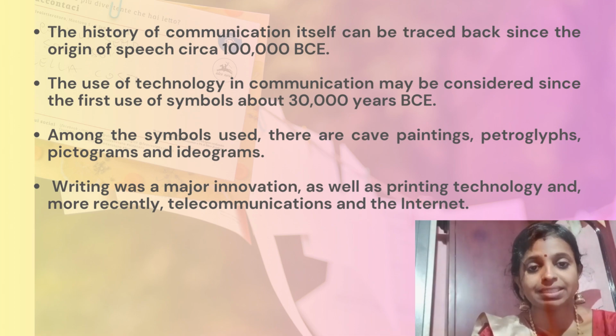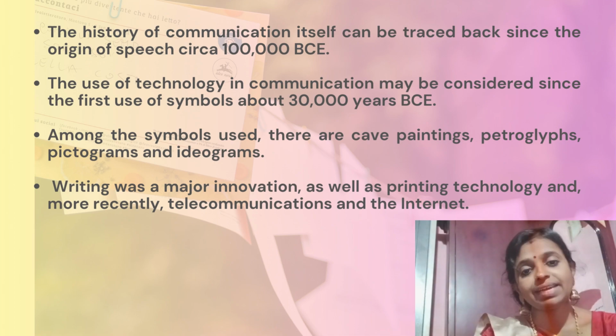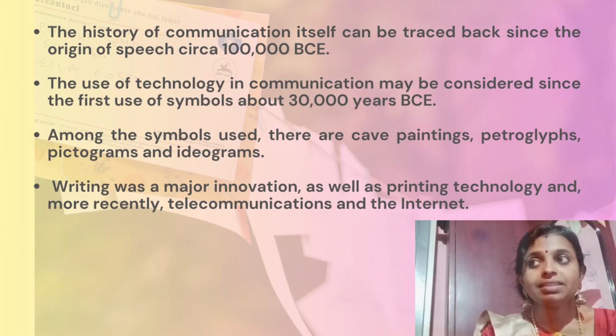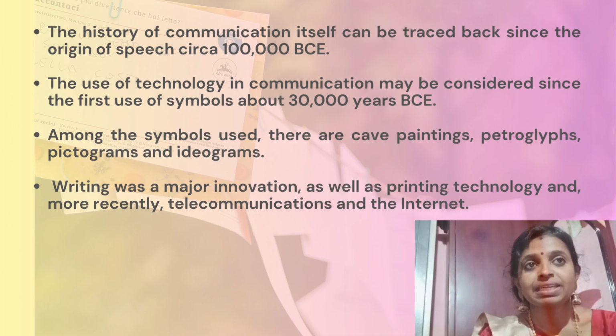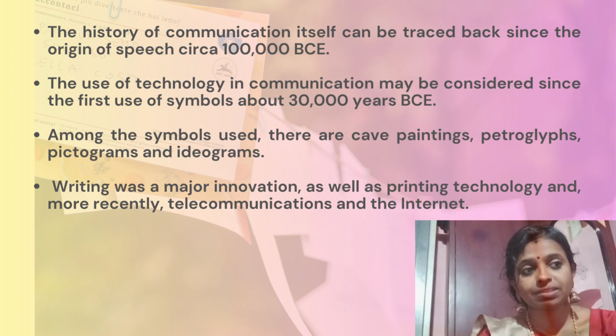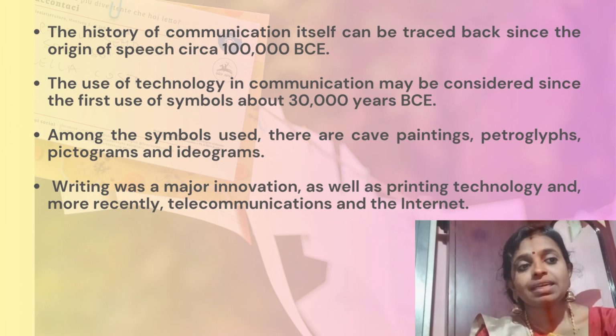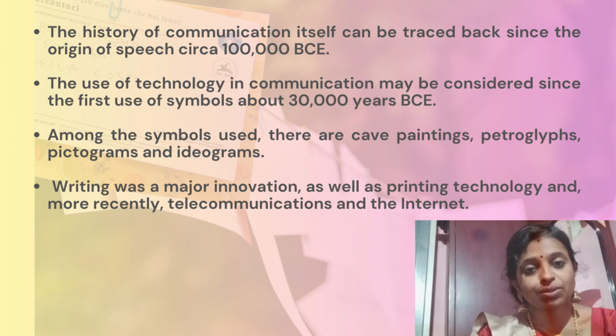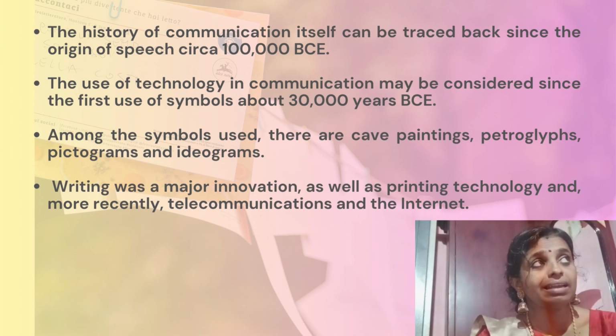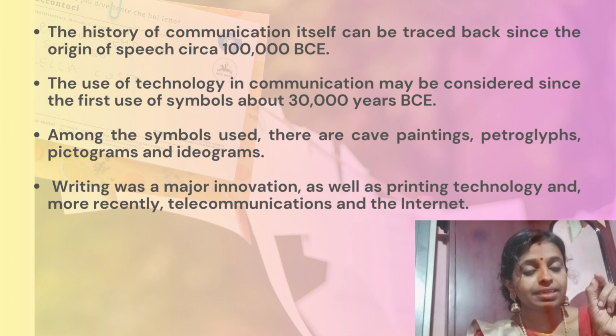So these are the symbols they used. They used symbols like cave paintings. They painted caves, and you might have heard about cave paintings from the ancient era. They used to paint the caves, or scribble on the rocks, as a part of communication. In the later slides we will discuss it in detail. They also used petroglyphs, which are also a kind of symbol, where they marked on the caves.